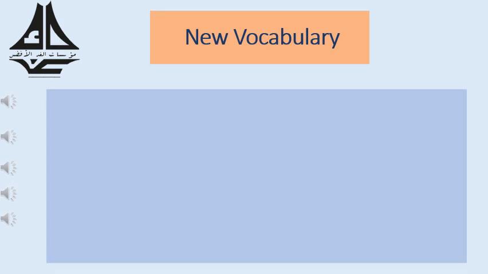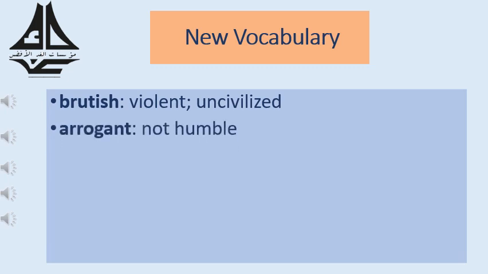We need to know the meaning of the following words in order to start with paragraph 2. Let's see. Brutish, which means violent or uncivilized. We can also say wild. Arrogant, which means not humble.